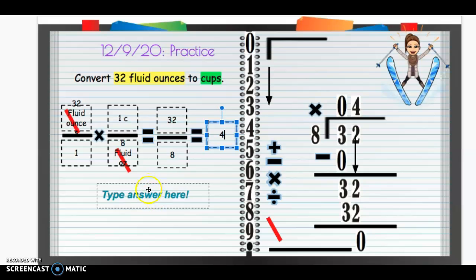So we have 4, and I'm going to get rid of that text box so you guys won't need that. So we have 4 cups. All right, so that's your practice continuing.